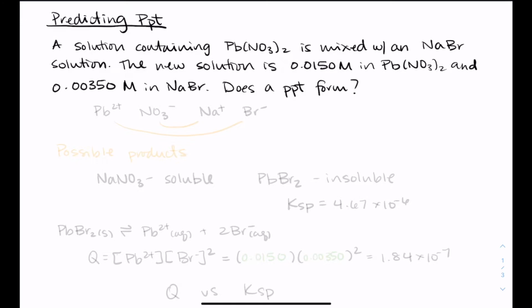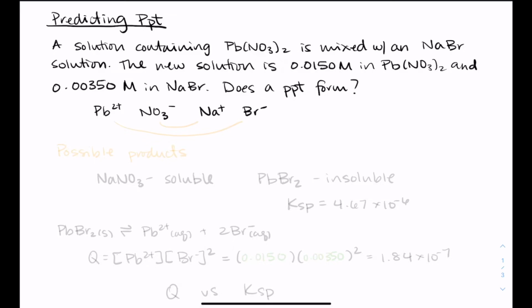And the new solution is 0.0150 molar in lead(II) nitrate and 0.00350 molar in sodium bromide. So the new solution we have concentrations for. Well, that's good. If you only have the original concentrations, you're going to have to do some dilution calculations first. But here we've just got the final concentrations. The question is, does a precipitate form? So first level, does a precipitate form, is just figure out the products and check the solubility rules. That we have done before.